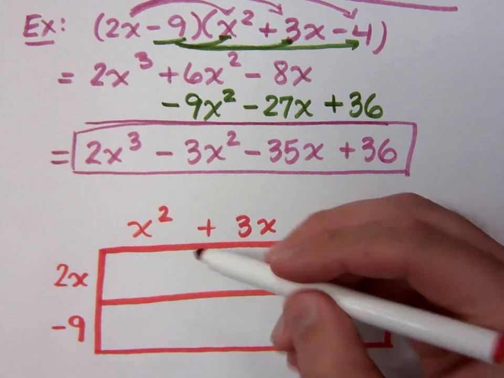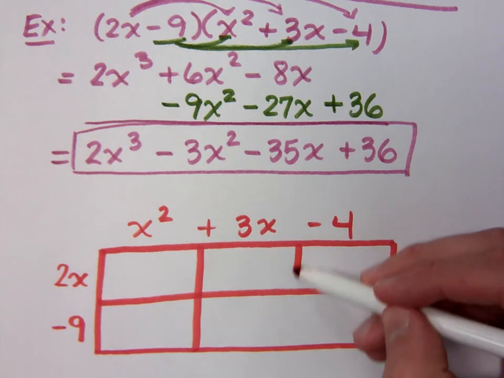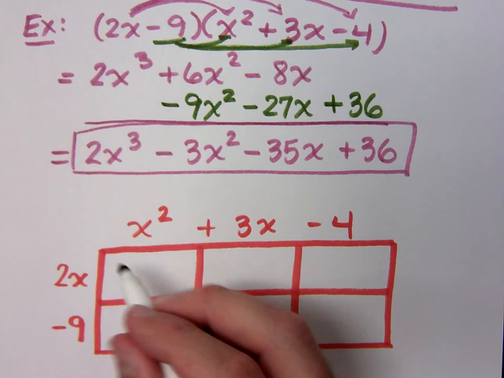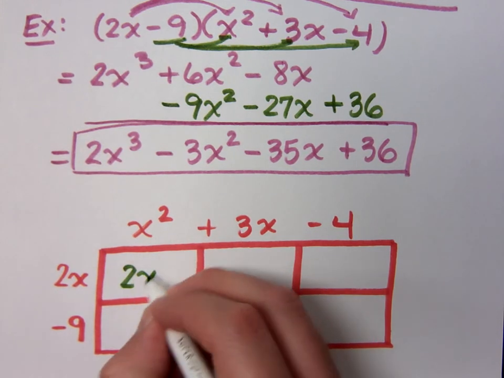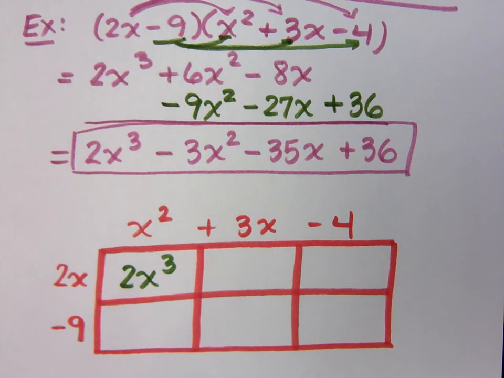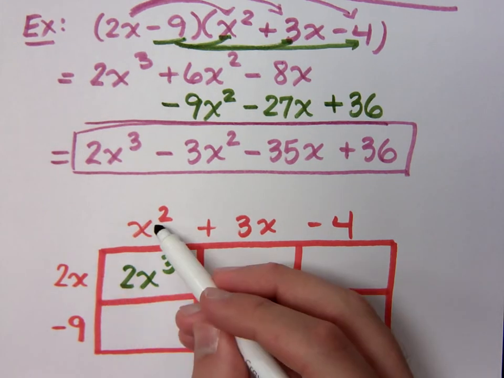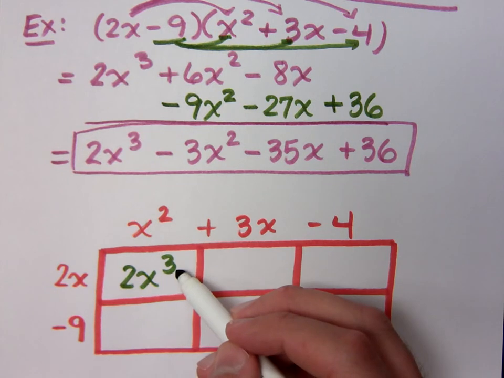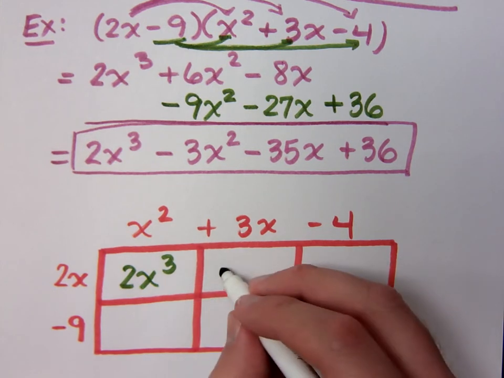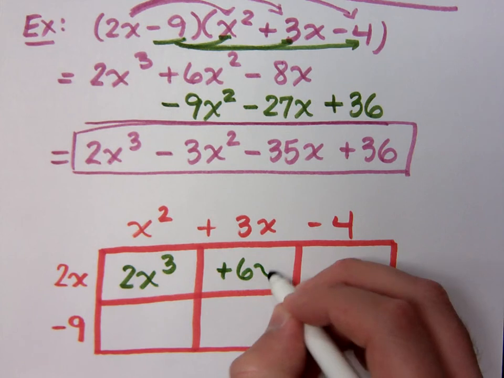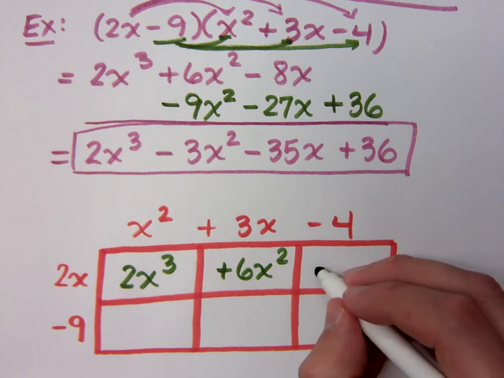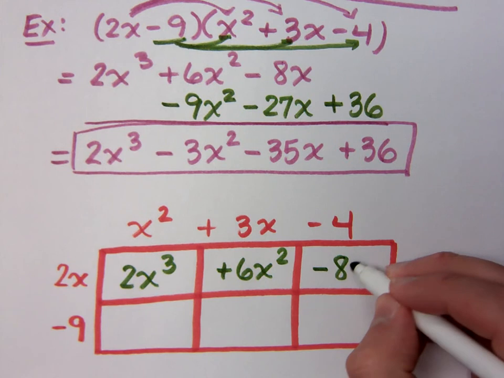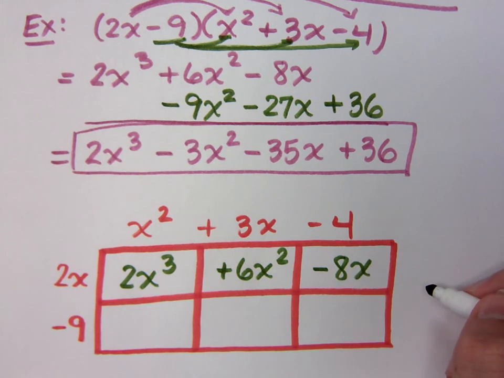So we've got my 2 rows, and I've got my 3 columns. So what term do I have here? 2x to the third. You see you've got x and x squared. How many factors of x are there together? 3. Then what? 6x squared. Plus 6x squared, and then what? 8x. Minus 8x.